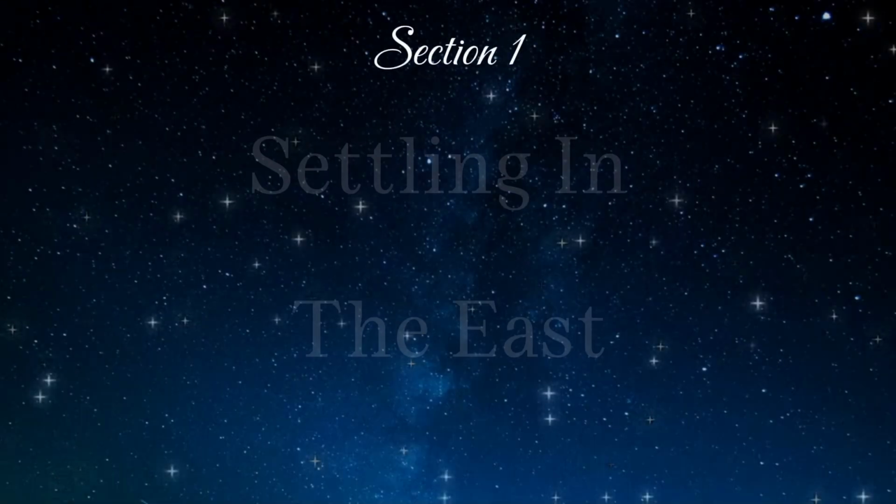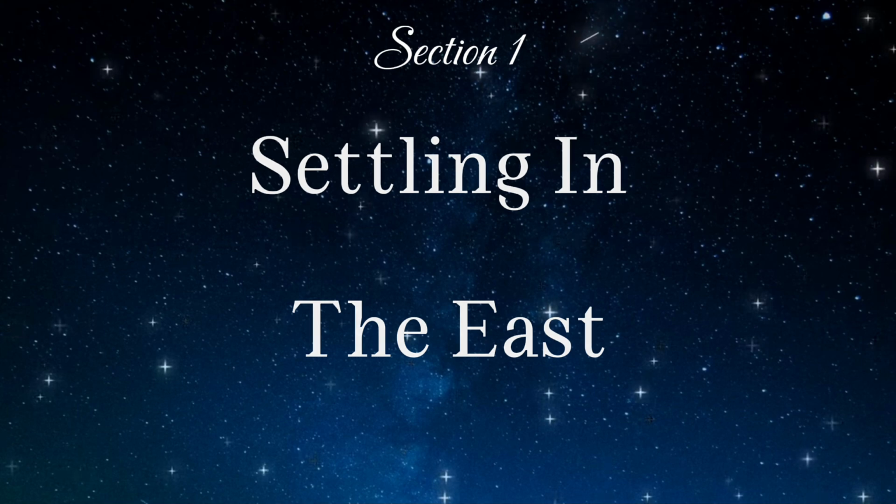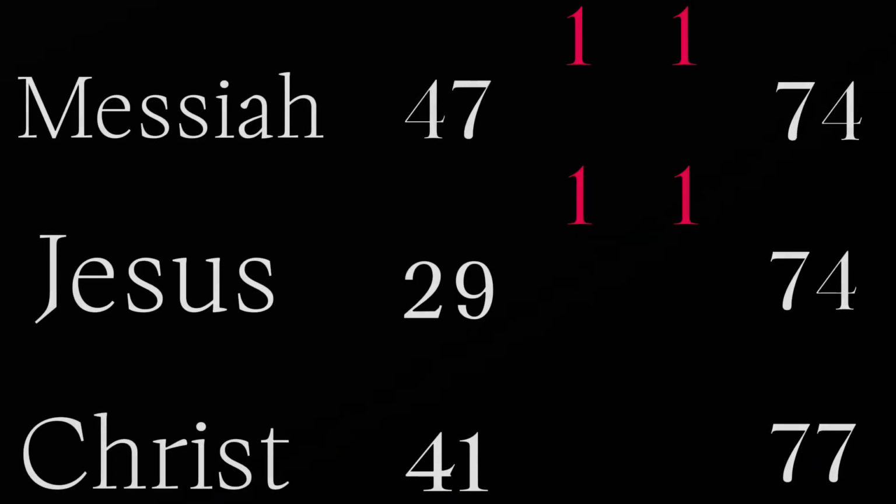Section 1, settling in the East. Now the first move we must make is to remove both of the dots and the only two I's in all of the names. We will need them in just a bit.